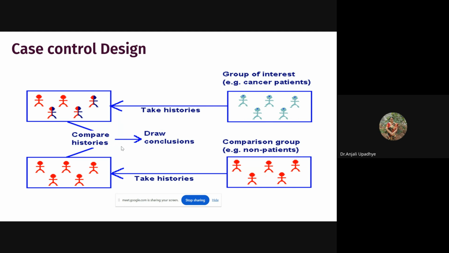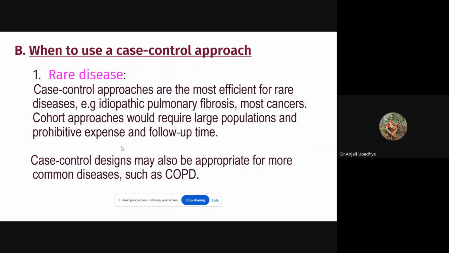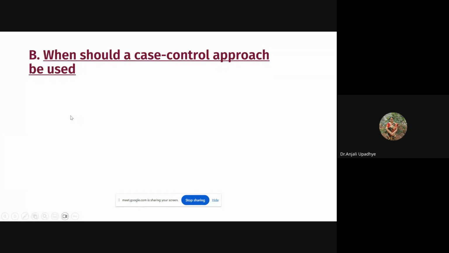So such a study design is called a case control study. When are we using these case control approaches? Case control approaches are most efficient for rare diseases like pulmonary fibrosis and cancers. Cohort approaches need large populations, but case control designs have a smaller sample size. So we can use case control studies.